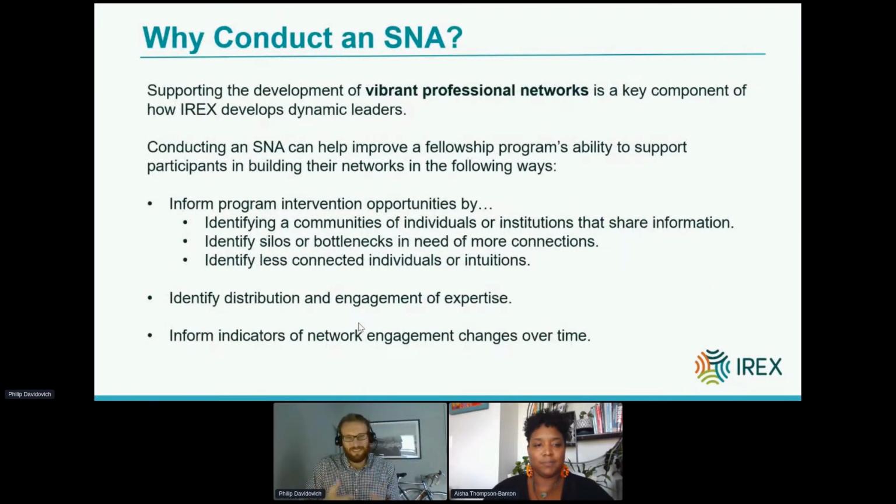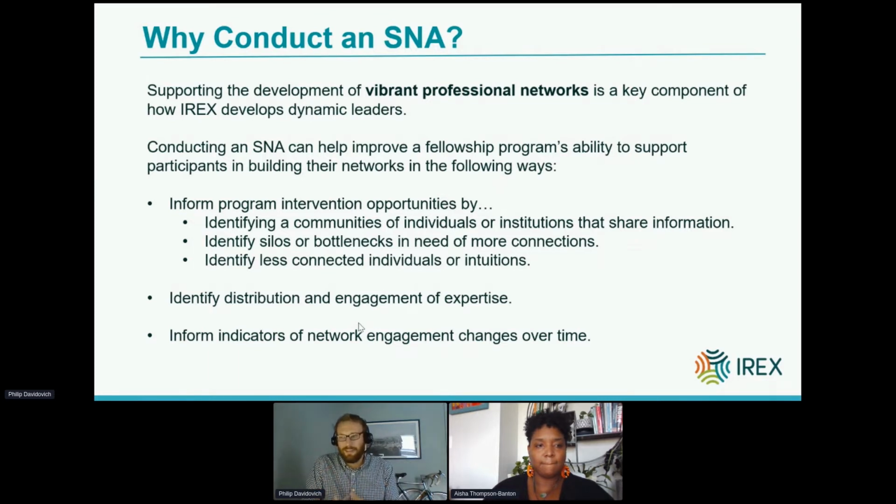So here's the argument for the importance of conducting a social network analysis in this way, as a quantitative research method. IREX supports dynamic leadership development, and one critical component of that is establishing and supporting leaders in developing vibrant professional networks. Conducting a social network analysis can help fellowship programs improve their ability to support participants in building those networks in the following ways. At a high level, and probably most critically, you can inform program intervention opportunities.